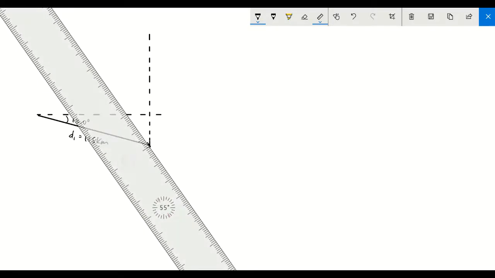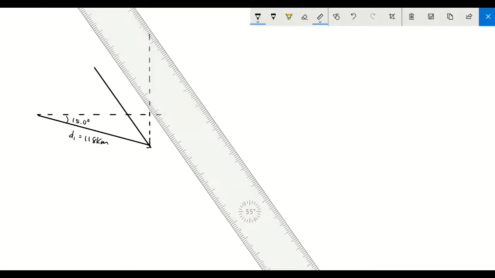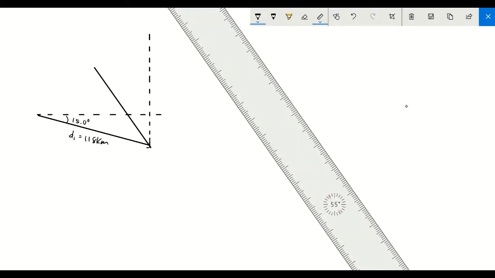And it was the same magnitude displacement, so I've got 1, 2, 3, 4, 5, 6. And we'll move this out of the way. And so this would now be our second displacement. So we'll call this one D2, and 118 kilometers. This angle right here is our 35 degrees.